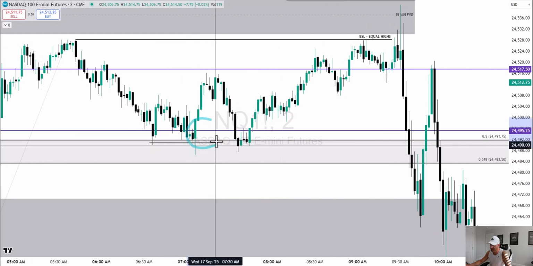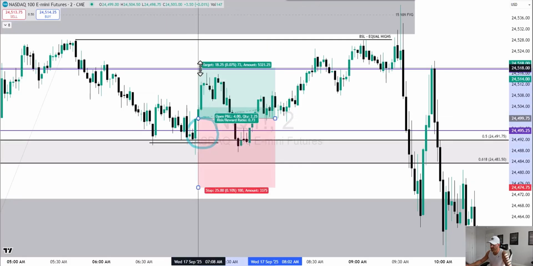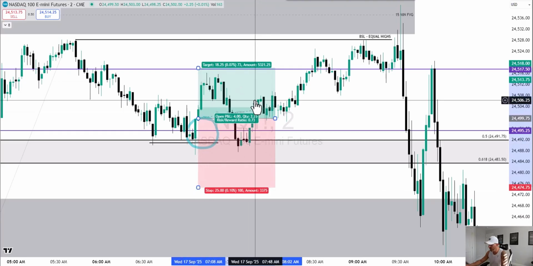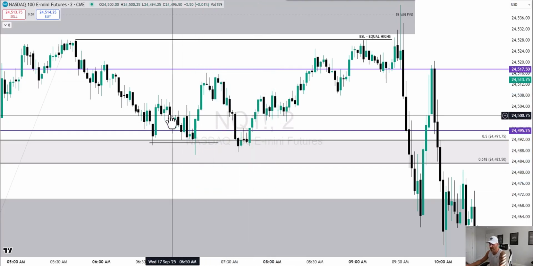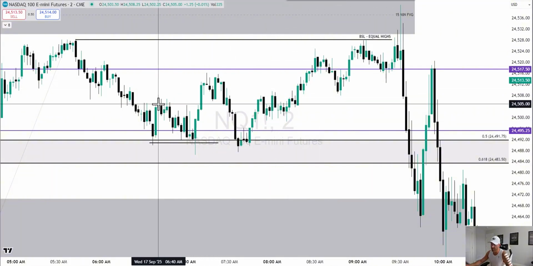Right here. Massive displacement candle. And then where's our entry? Right here, right? Where's our trade to? The next level. Our targets are next levels and points of liquidity, right? Now you could have taken this one too. We have this big displacement candle up, but you're going to have a bigger stop, right?